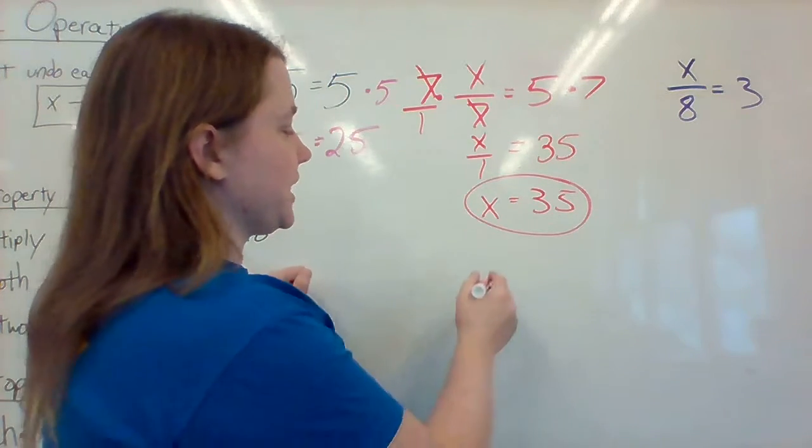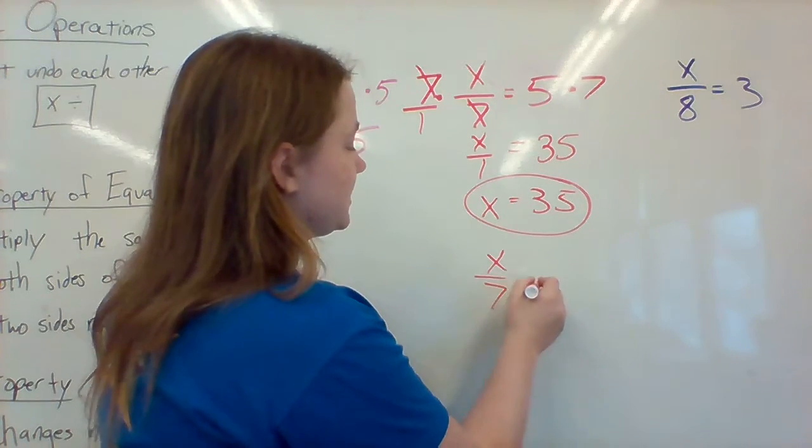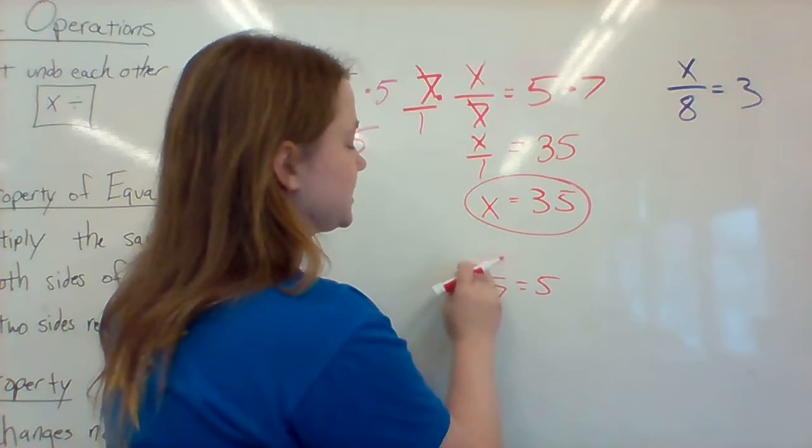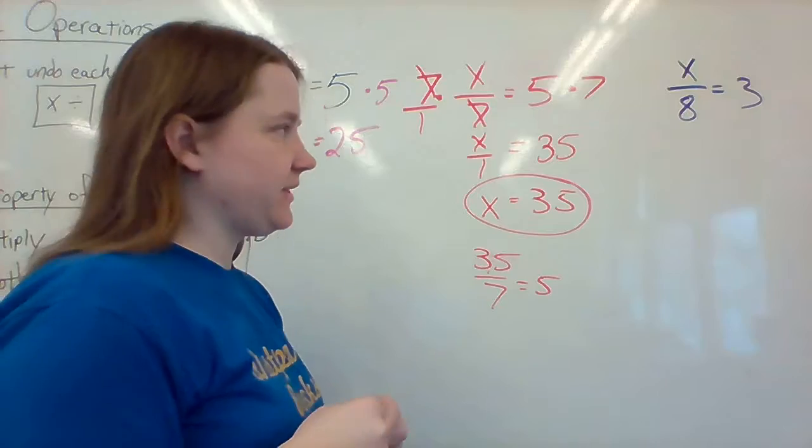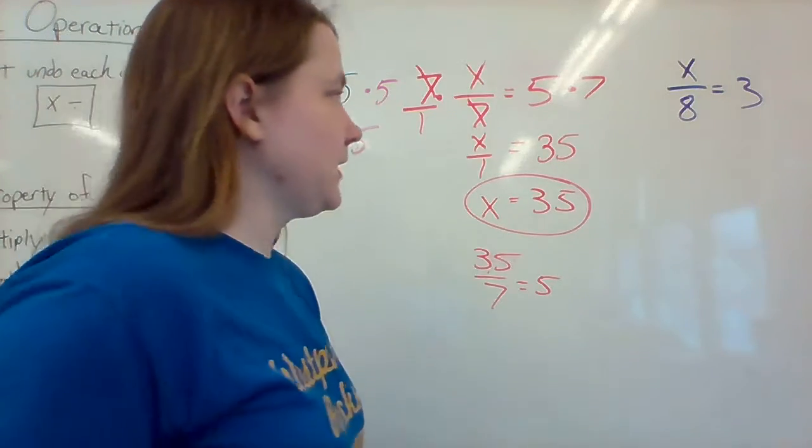Let's go ahead and double check that. x over 7 equals 5. Take out the x, put in the 35. 35 divided by 7 is 5, so we know that we're right.